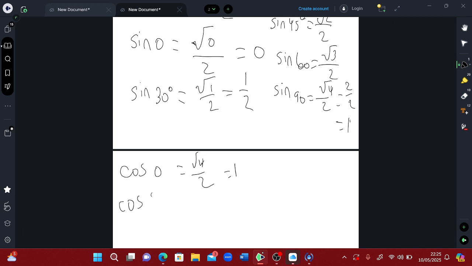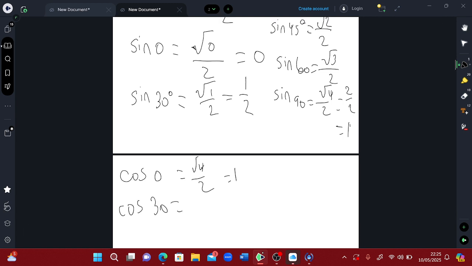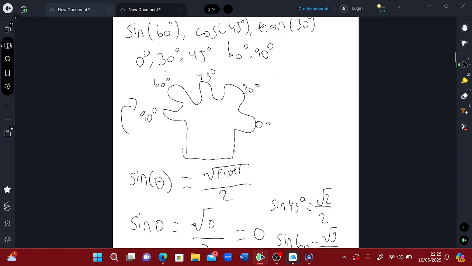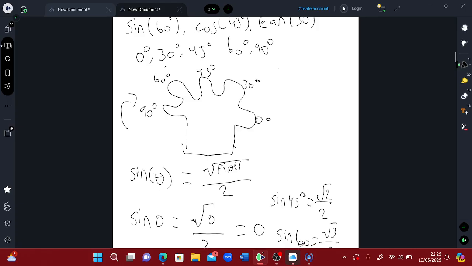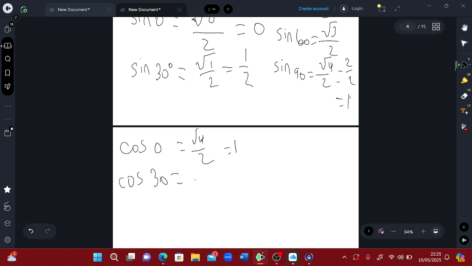And then cos 30 is, again, you're going to move from here to 30. 1, 2, 3. So it's going to be root 3 over 2.